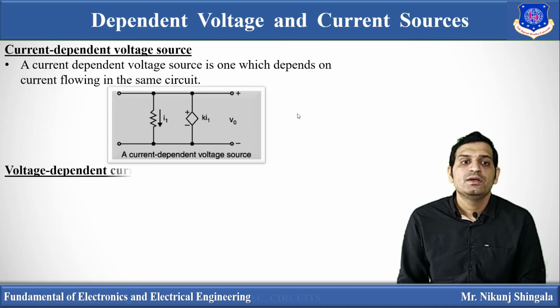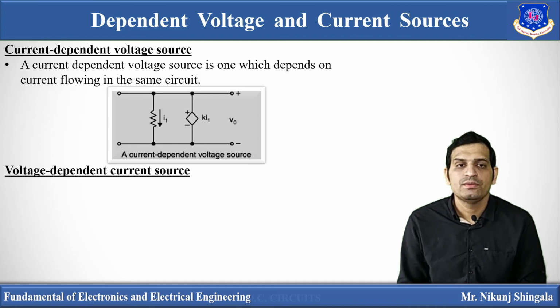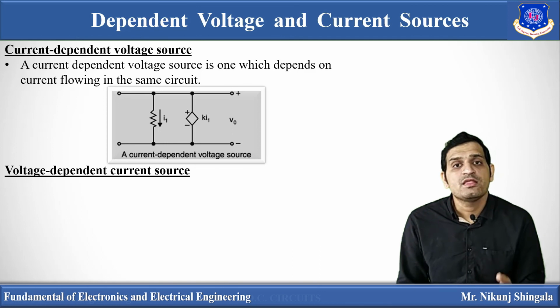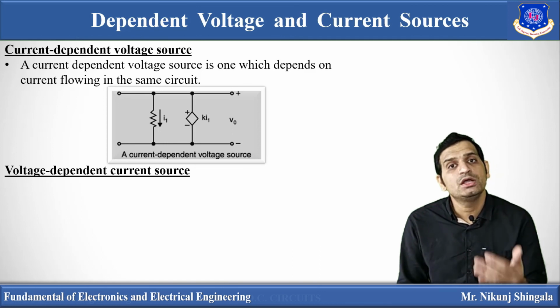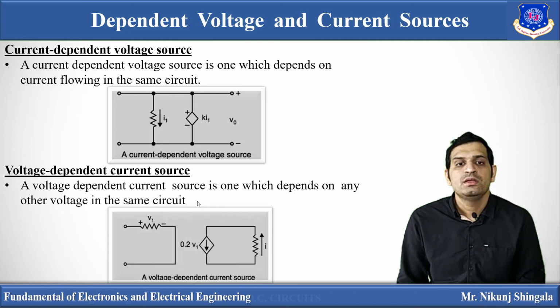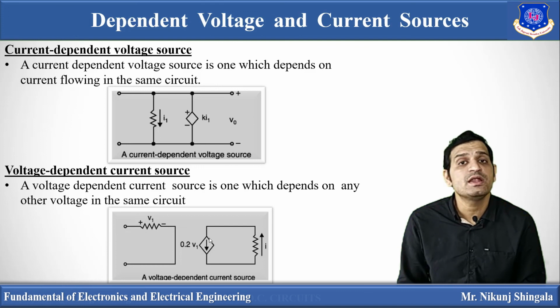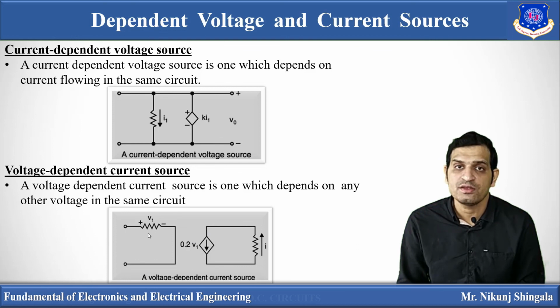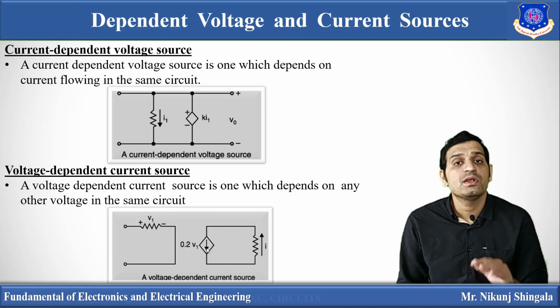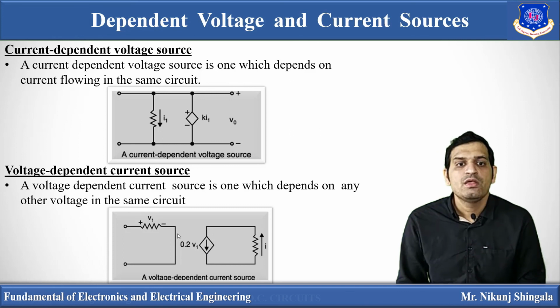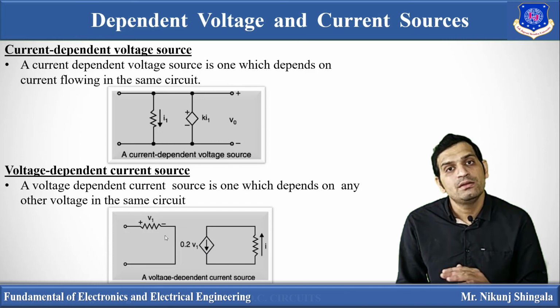The next one is the voltage dependent current source. As the name says, this is a current source which depends on a voltage in the same circuit. It is a dependent source, so it is denoted by a diamond-shaped symbol. An arrow inside the diamond shape means it is a dependent current source. The value of this dependent current source is 0.2 V1, where V1 is the voltage across this resistor. So this is a current source, but it depends on a voltage. That's why it is a voltage dependent current source.